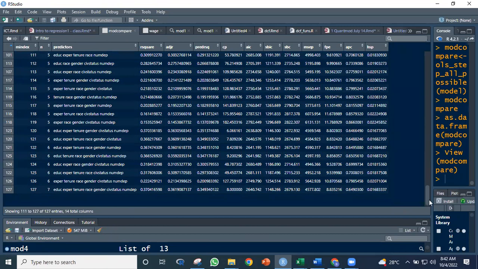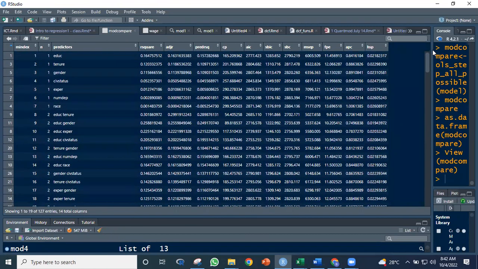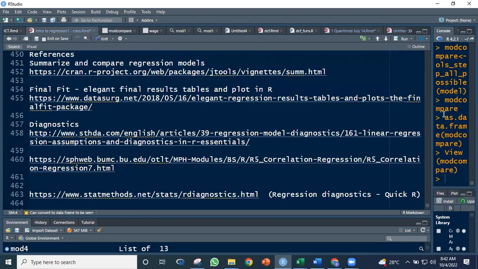127 possible combinations. Okay, starting with one predictor hanggang lahat ng predictors. So we can actually download this. Write this as an Excel file, and then we can have a copy of this. Okay.